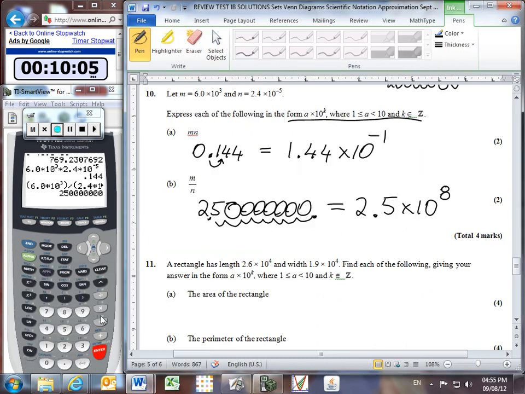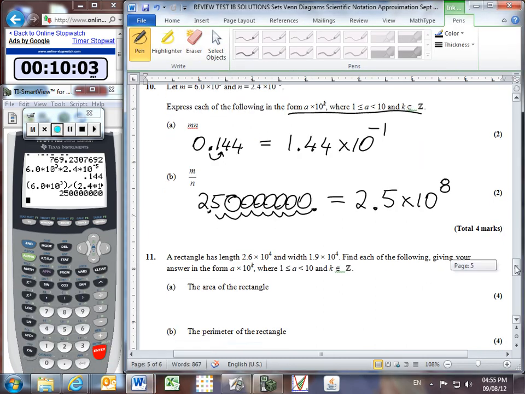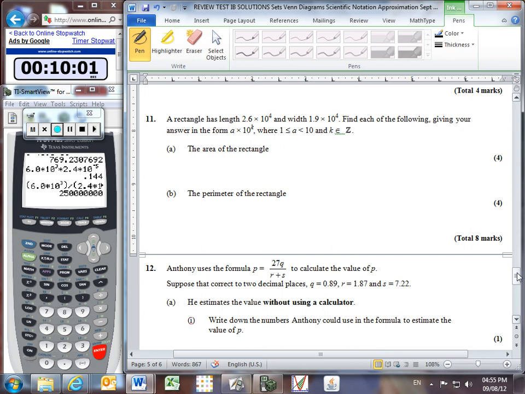On to number 11. We have a rectangle with its given length and width, we first need to find the area. Well, we know that area is length times width, which is going to be 2.6 times 10 to the 4 times our width of 1.9 times 10 to the 4. The order in which you multiply numbers together doesn't matter, so we actually won't need any parentheses here.